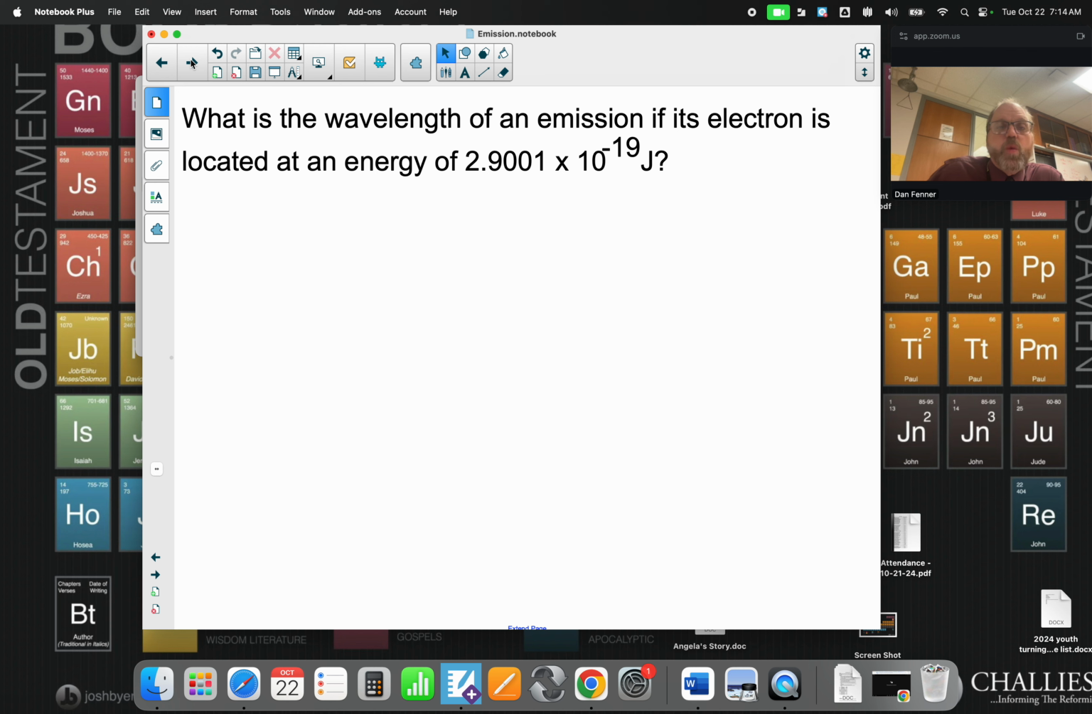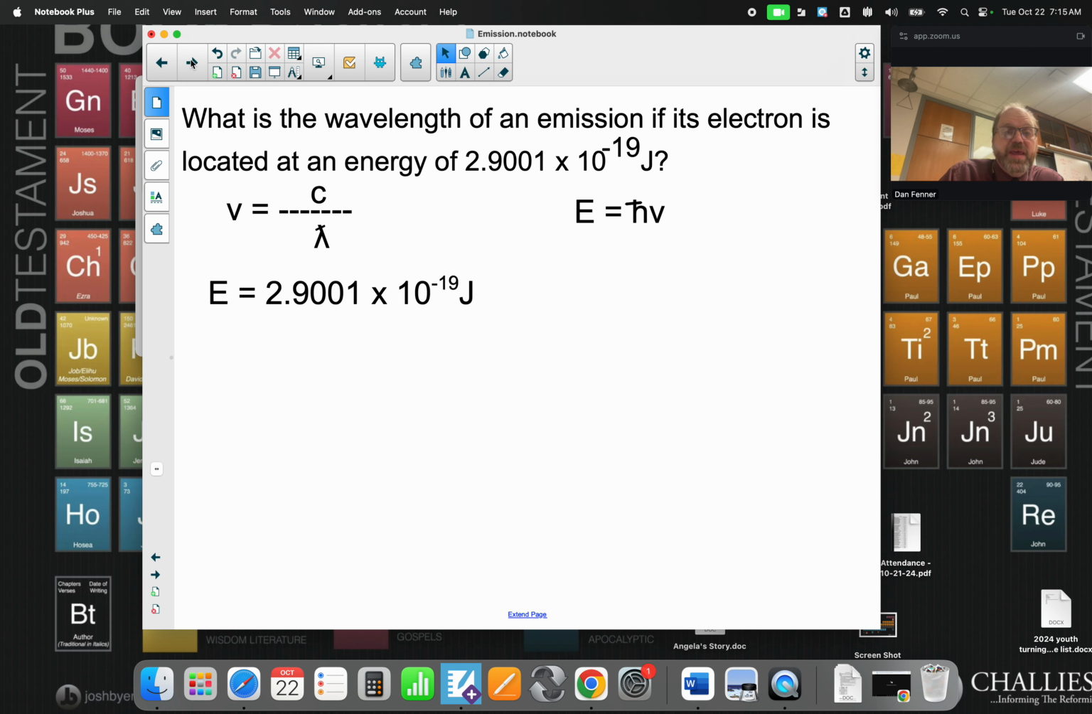What is the wavelength? Now, this time we're going to do the same process. We're going to go all the way backwards. We're going to start at energy, and then we're going to find from that the wavelength. Okay, so again, using both equations. If I'm asking for wavelength from energy, I'm using both equations.